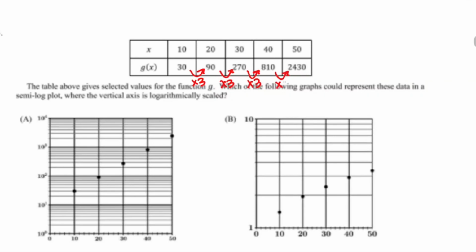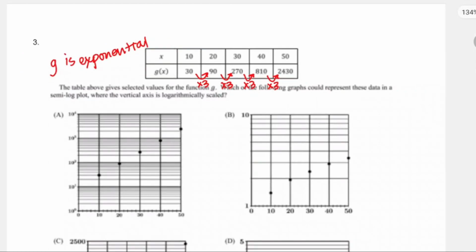Yeah, that seems valid. 800 times 3 is definitely 2,400, and then 10 times 3 is 30. Okay, when the x's are evenly spaced, 10, 20, 30, 40, 50, they're just increasing by 10 each time. So this is an exponential function. So that's what I'm going to say. G is exponential, which means that its graph on a semi-log plot needs to make a line.